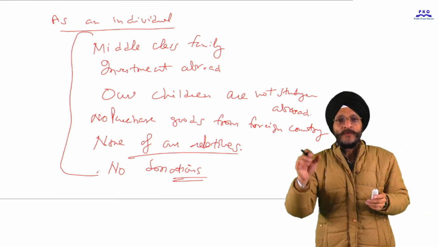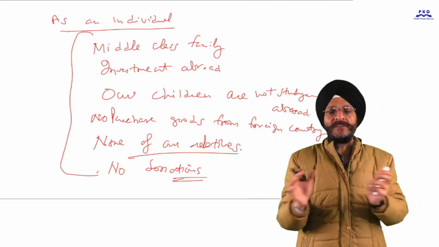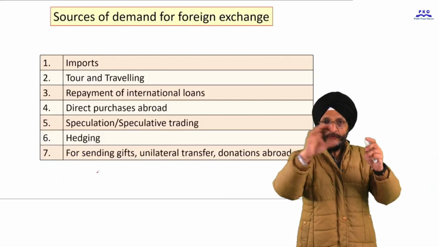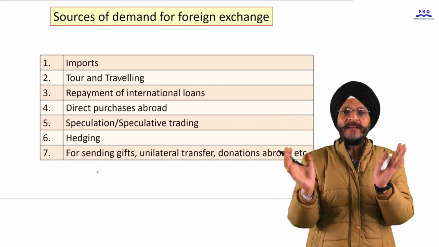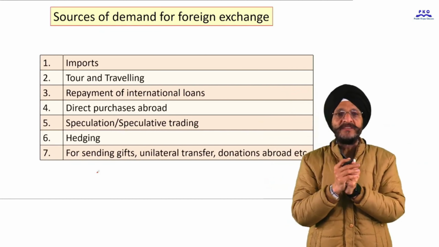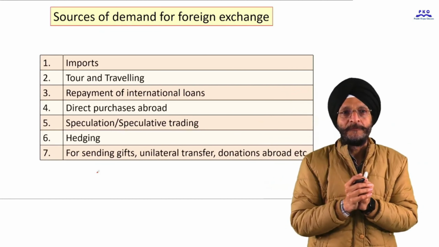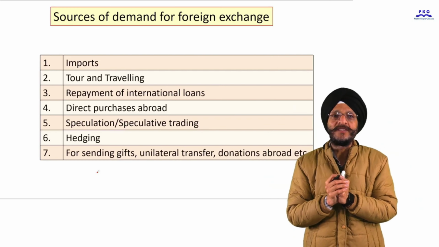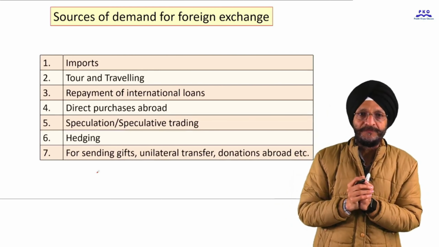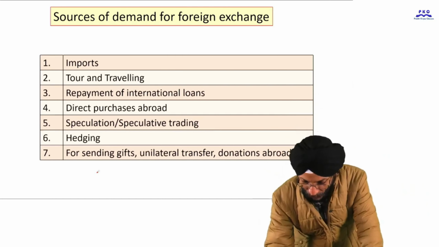But here we are talking as a nation, not at an individual level. So when we talk about the concept of demand for foreign exchange as a nation, there are many sources of demand for foreign exchange, or why we demand foreign exchange. The first reason is imports.